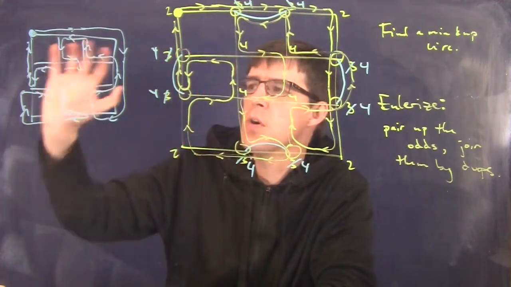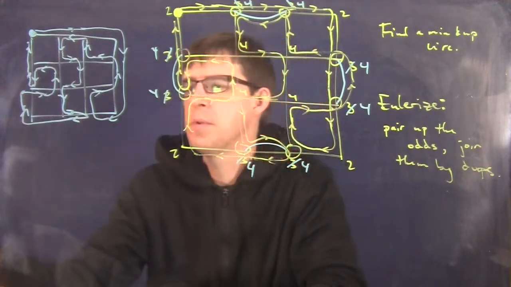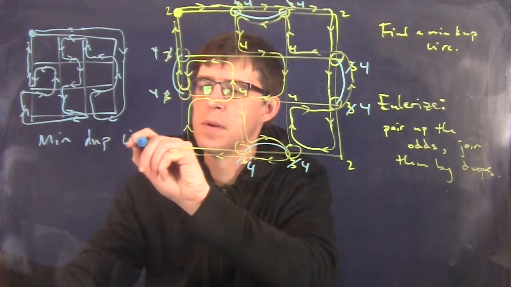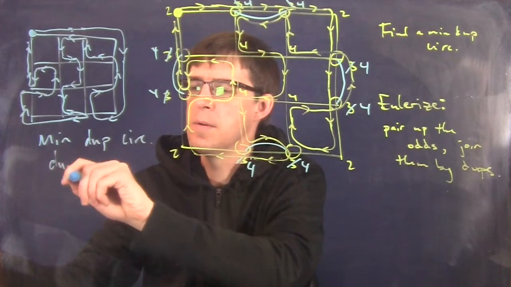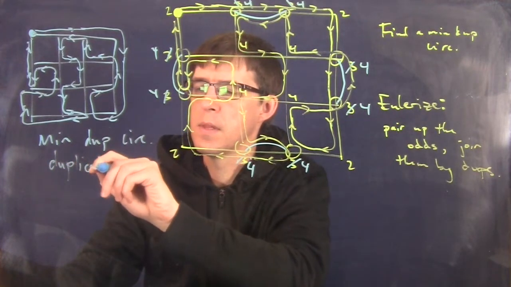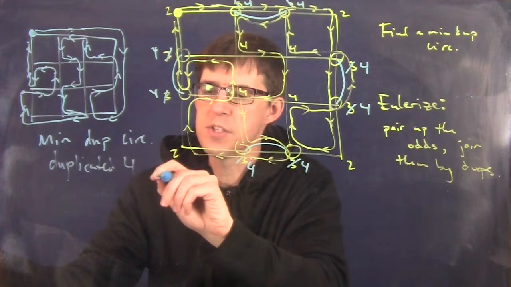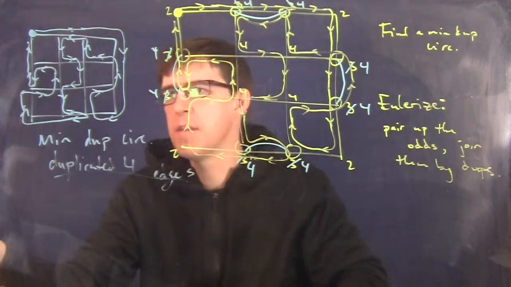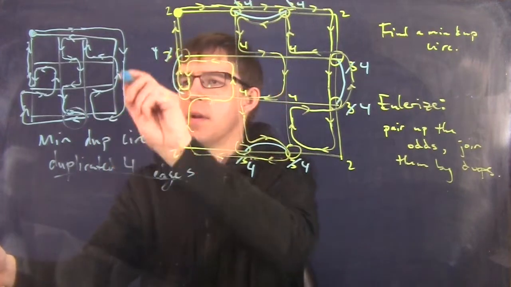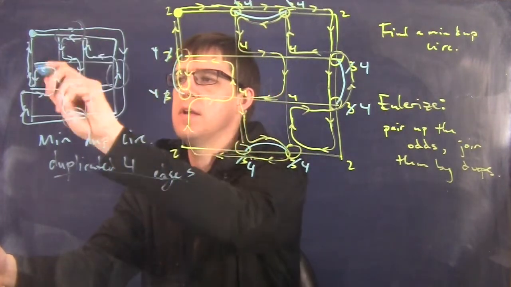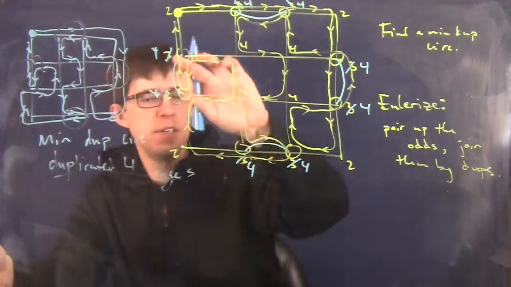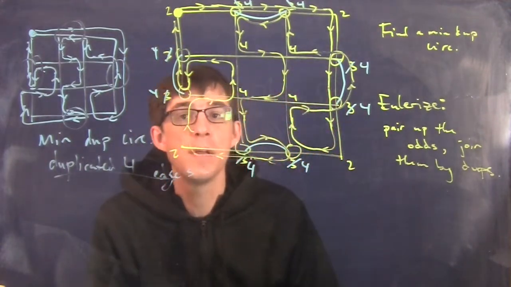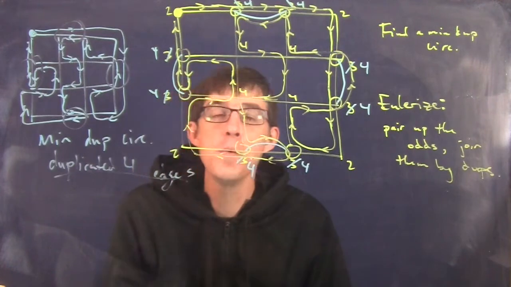All right. So this is now my minimum duplication circuit. And I duplicated 4 edges, right? I duplicated 4 edges. Here, here, here, and here. They're the same 4 edges that I had to double up in the original picture. Okay, and you can't do it by duplicating fewer than 4 edges.